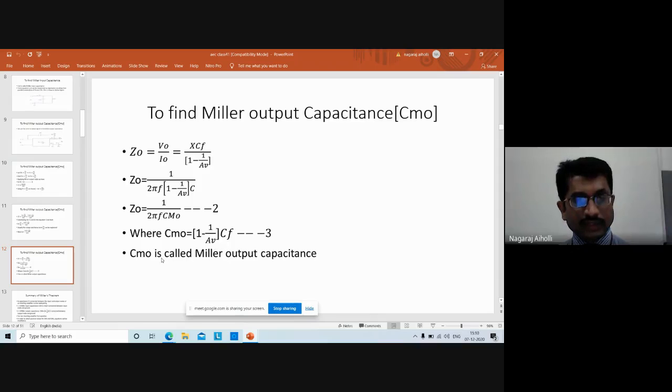What is this Cm0? Cm0 is the Miller's output capacitance.